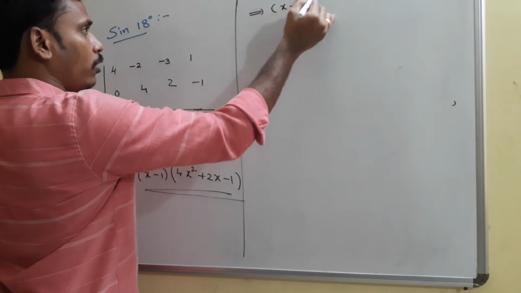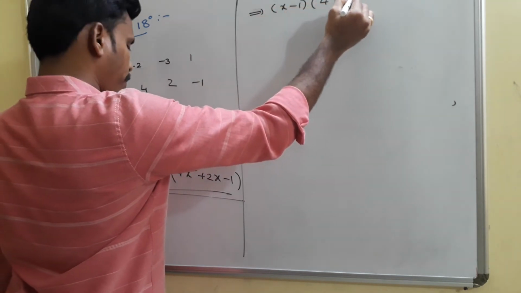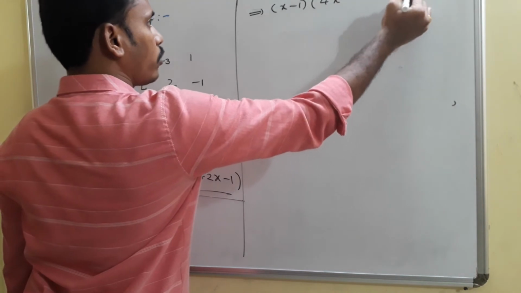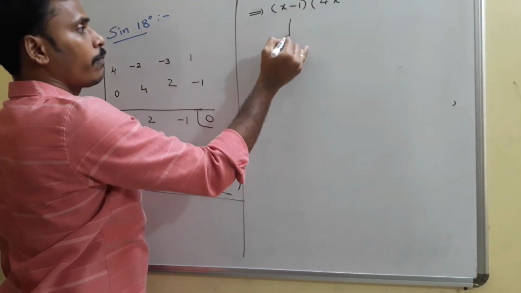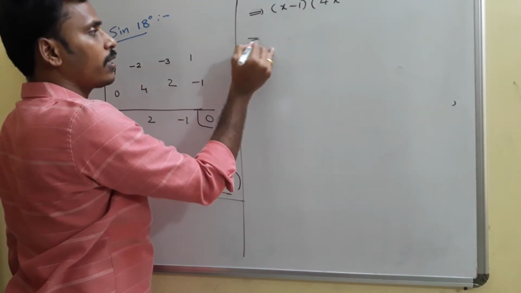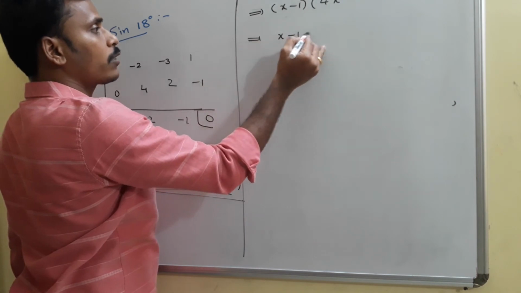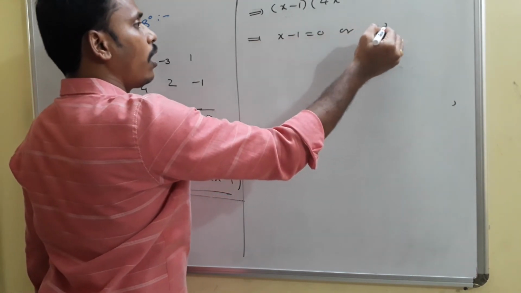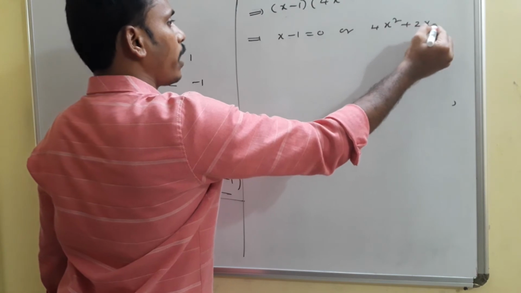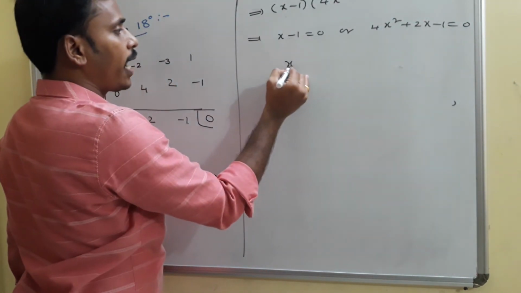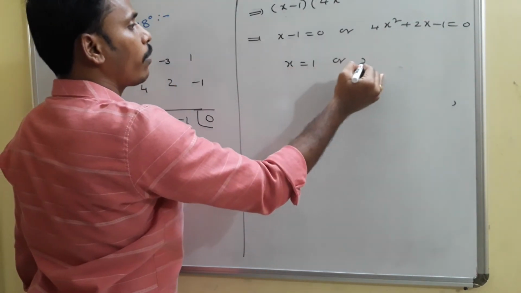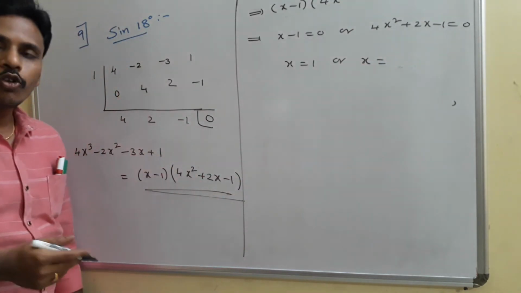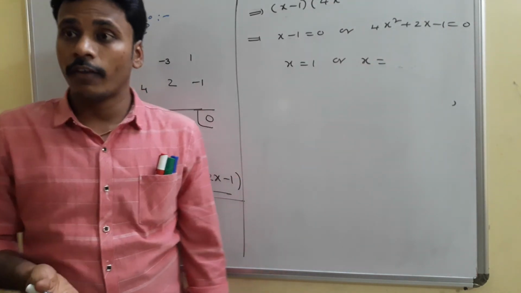(x minus 1)(4x² + 2x minus 1) = 0. From this, the product is equal to 0, in the sense that either x minus 1 = 0 or 4x² + 2x minus 1 = 0. Either x = 1, or from the quadratic you need to get the value of x. You can go with the standard formula.